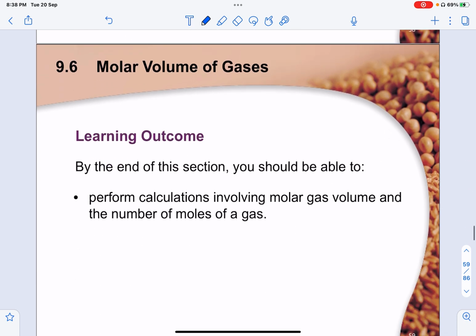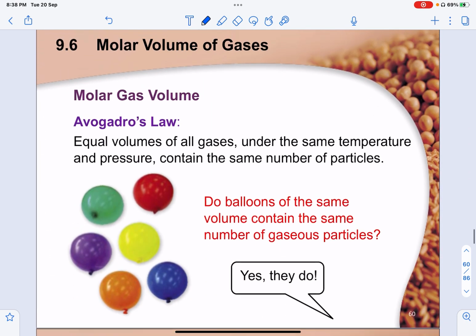Then next we look into the molar volume of gas. For the molar volume of gas, they follow Avogadro's law, where equal volumes of all gases under the same temperature and pressure will contain the same number of particles. So for example, regardless of the color of the balloon, if they share the same temperature, pressure and volume, they will contain the same number of gas particles within the balloon.